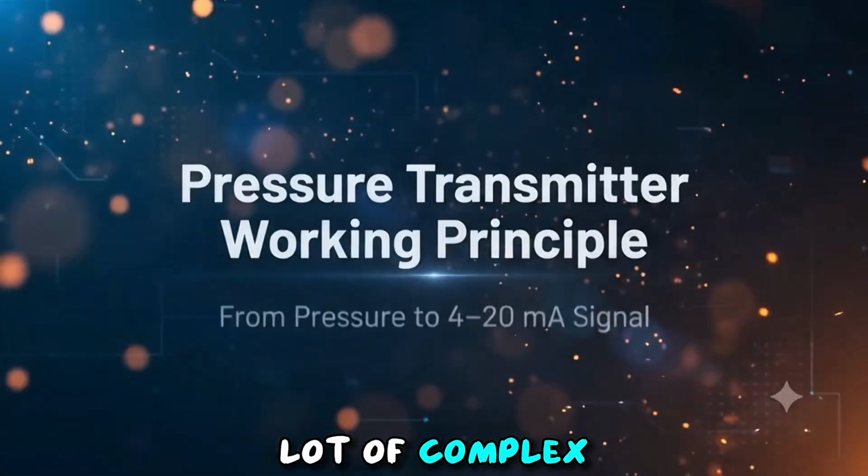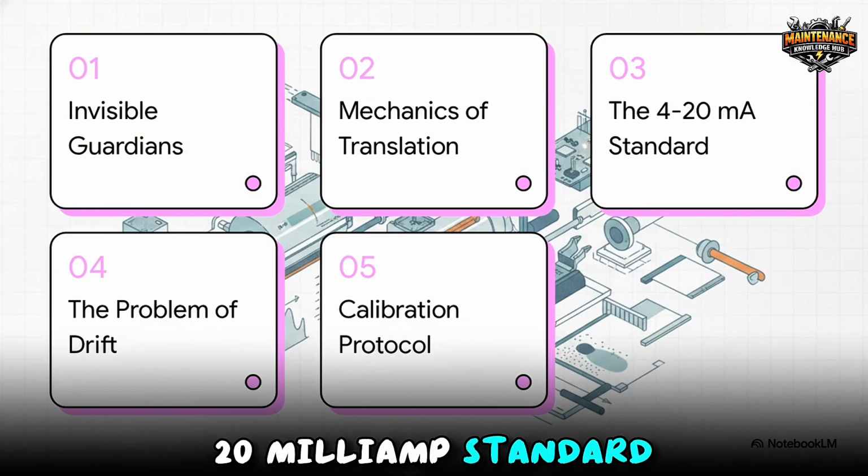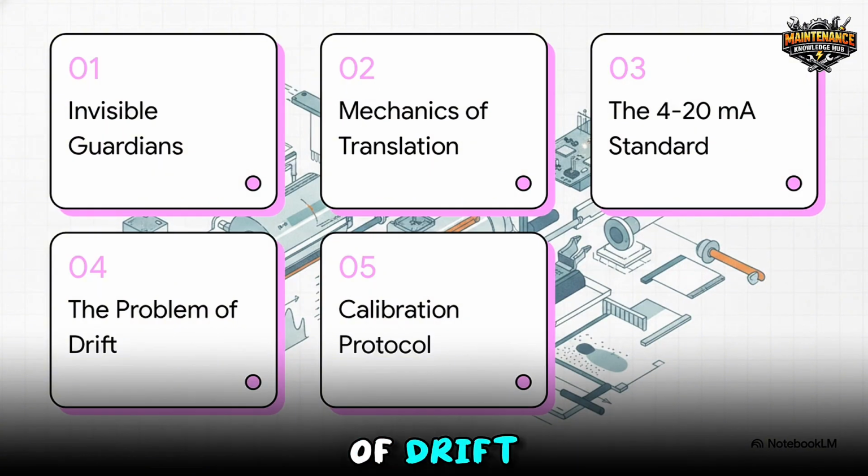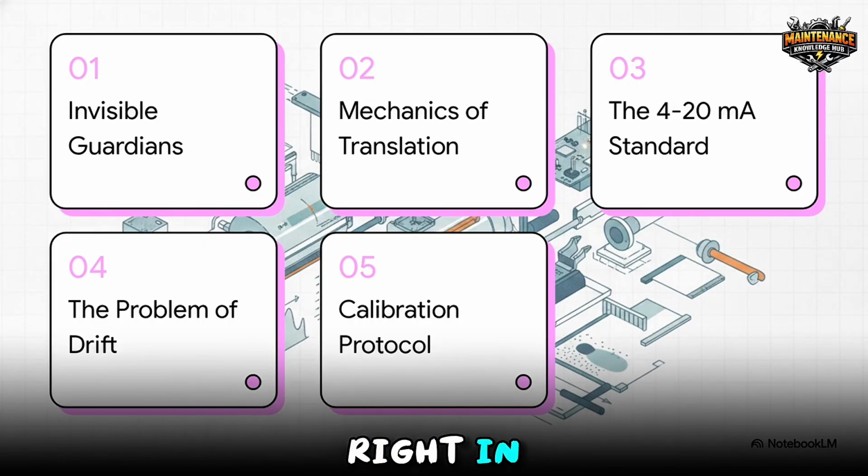We've got a lot of complex ground to cover, so here's our agenda. We'll be looking at 1. The invisible guardians, 2. The mechanics of translation, 3. The 4-20 milliamp standard, 4. The problem of drift, and finally, 5. The calibration protocol. All right, let's jump right in.